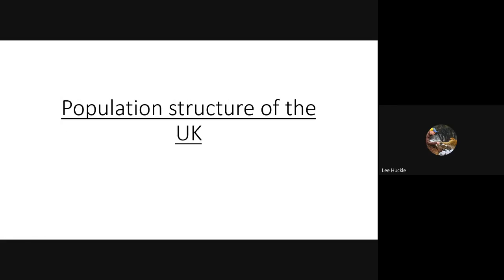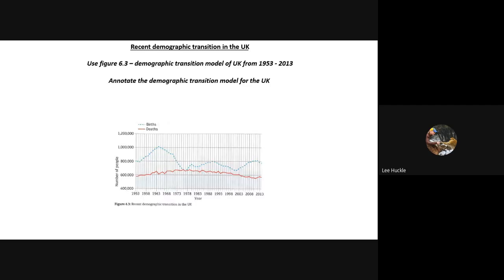Now, I added this bit in because I felt we needed to explore this population structure of the UK in a lot more detail. In particular, looking at the demographic transition model, which you would have studied in GCSE. You must apply this to the United Kingdom and population structure as part of diverse places.